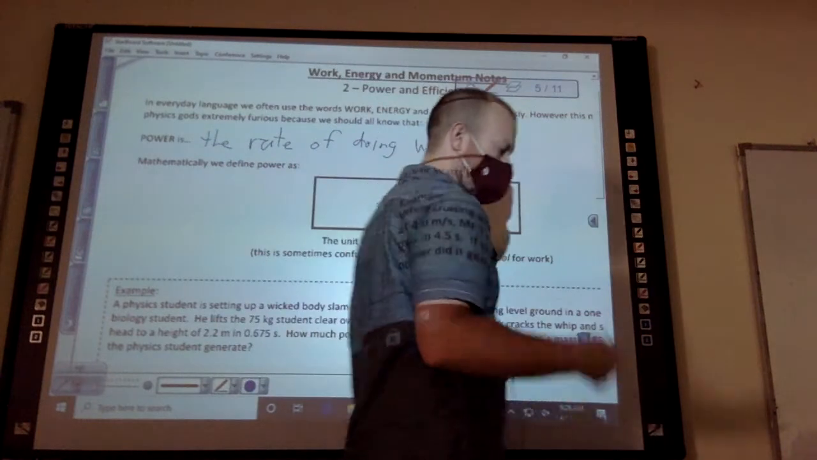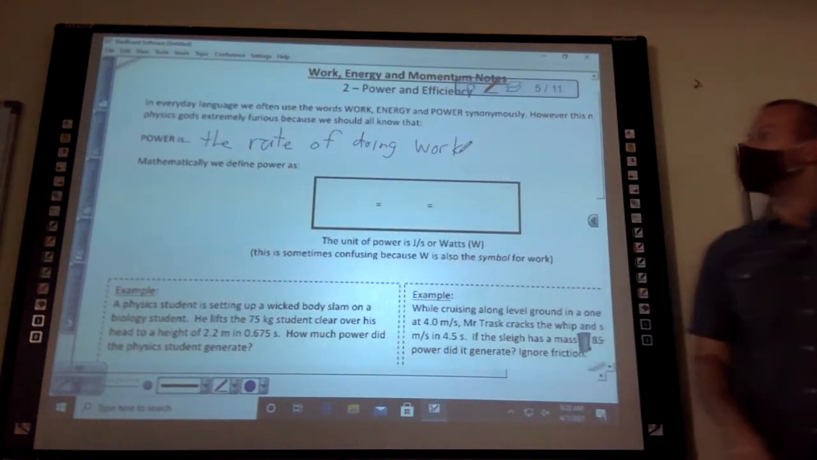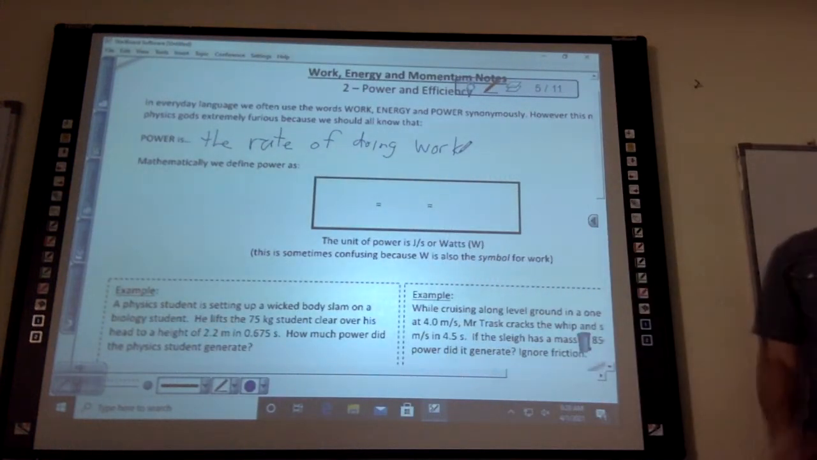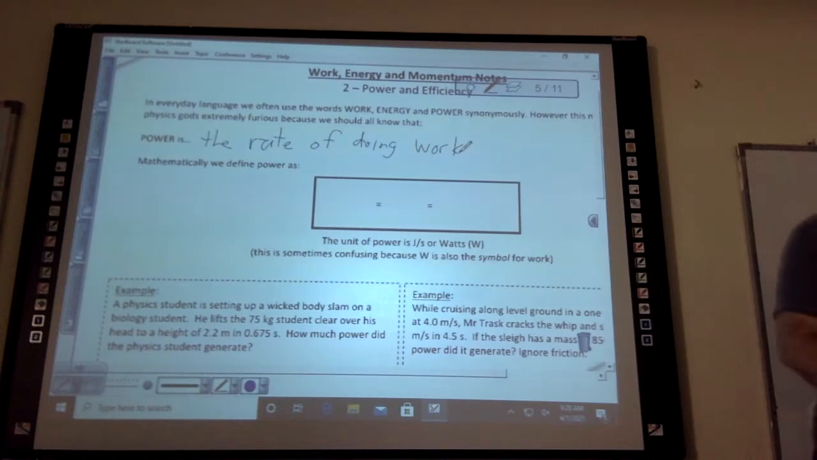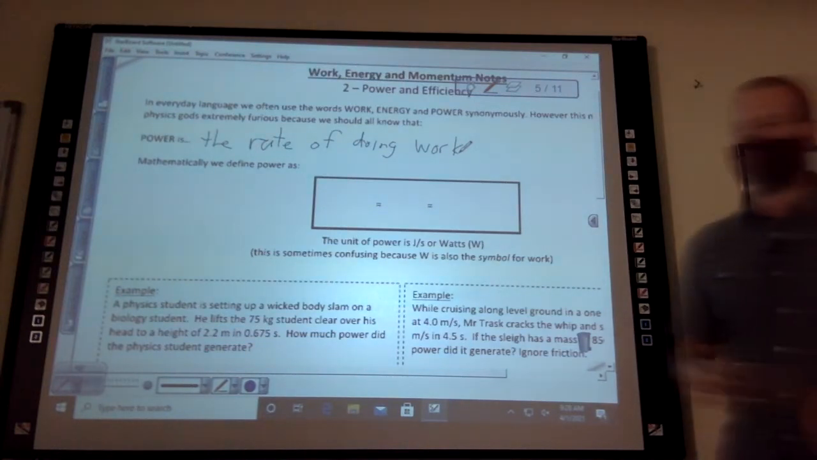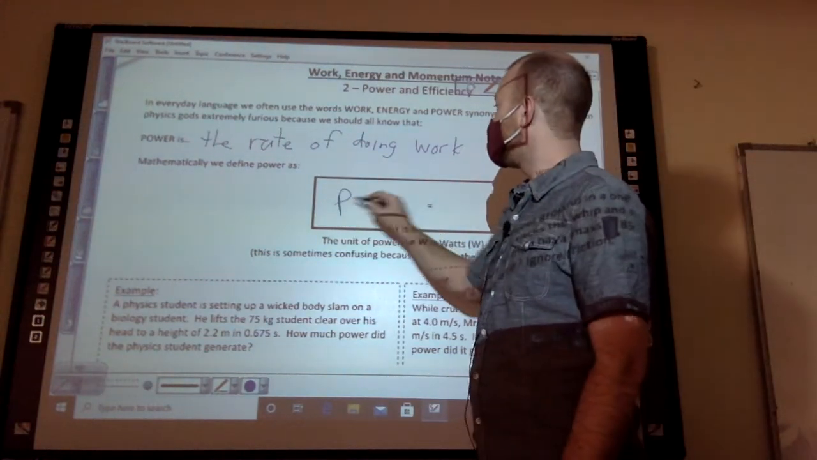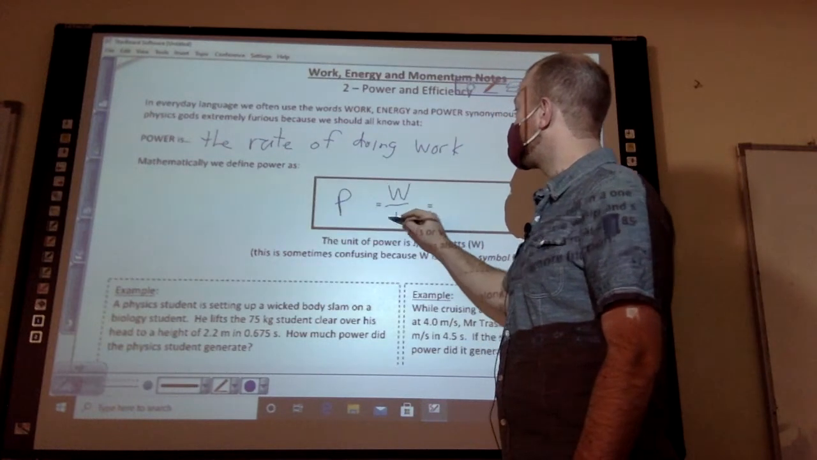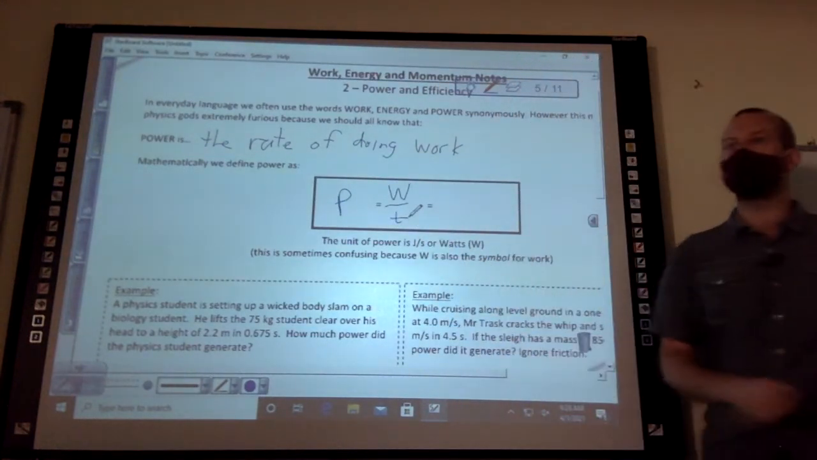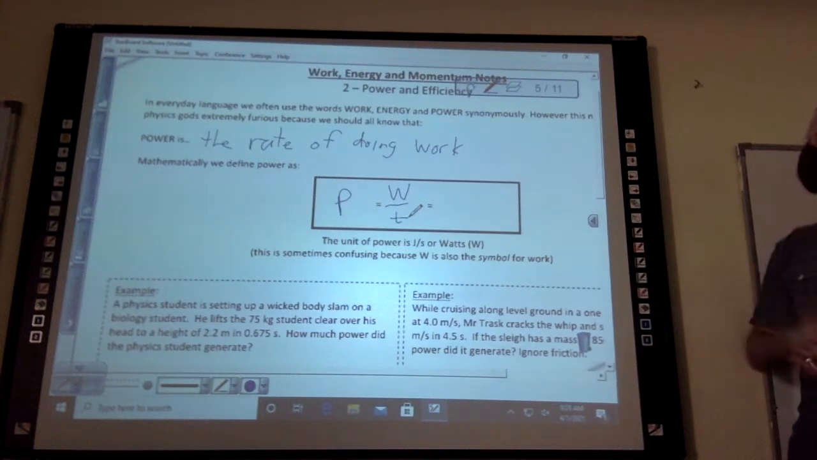So whenever we talk about the rate of something, it just means divide by time. So if we talk about the rate of change in distance, that means we're talking about velocity, because it's just change in distance over time, or displacement over time. So for power, we've just got power is work over time. That's the rate of doing work. So it's just work over time.